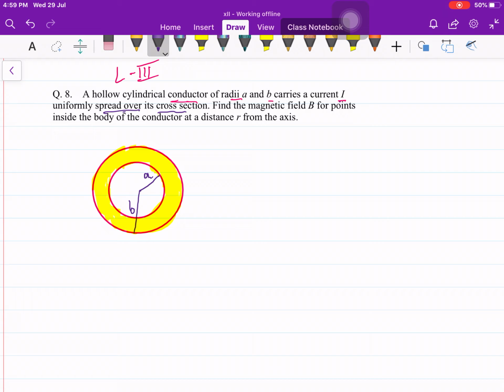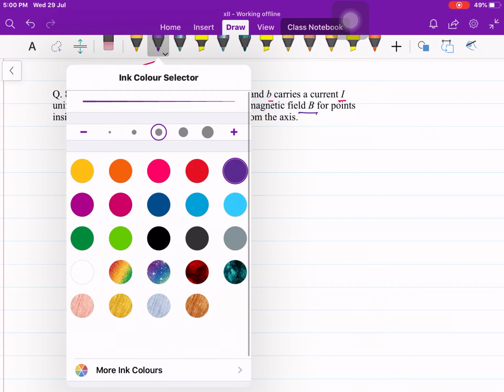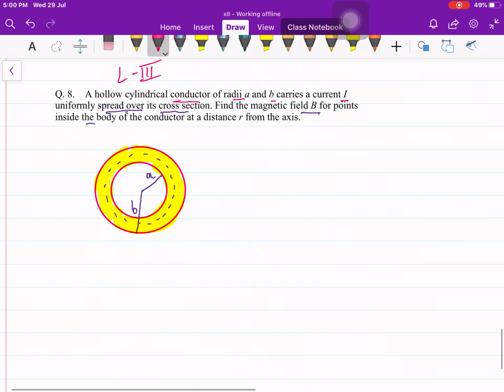Now what is to find out? Find the magnetic field B for points inside the body. Inside means which region should we take? We are going to take a region which is inside it. So definitely it will also be a circular shape in cross section view, otherwise it will be a cylindrical shape. That is, inside the body of the conductor at distance r from the center. The distance of this one is r. So assume here we want to find out the magnetic field.